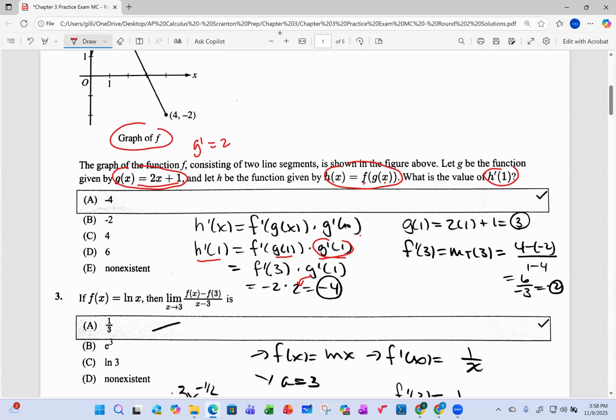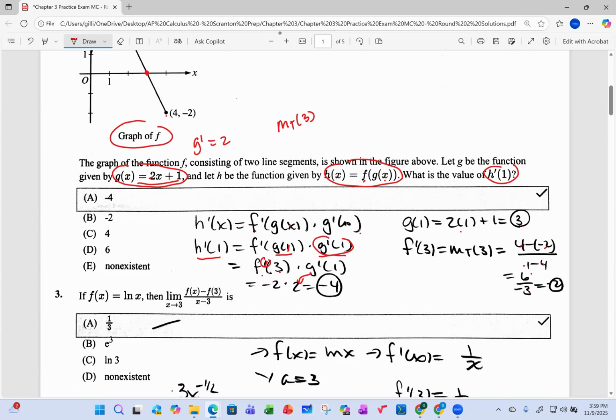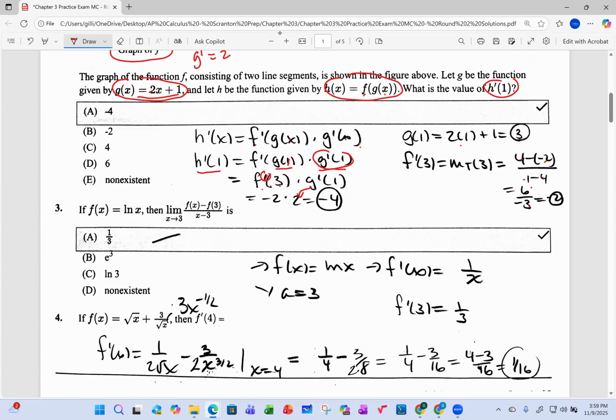And then I need g at 1, and g at 1 is 2 times 1, which is 2, plus 1 is 3. But the derivative of f at 3, now I got to go to this graph. The derivative at 3 is the slope of the tangent line at 3. So the slope of this line is the change in y's over change in x's, because here's 3. So the slope of that line is 4 minus the negative 2 over 1 minus 4, which is 6 over minus 3, which is negative 2. And negative 2 times 2 is negative 4.